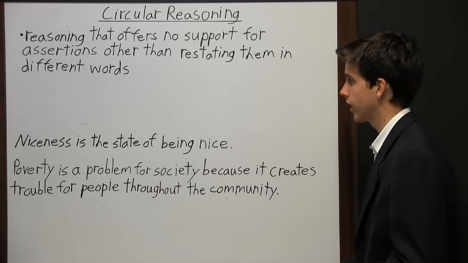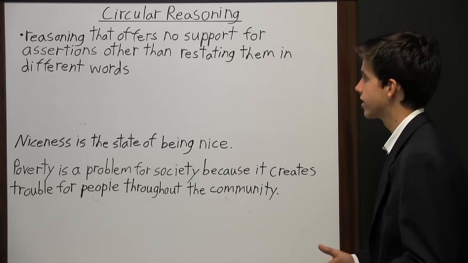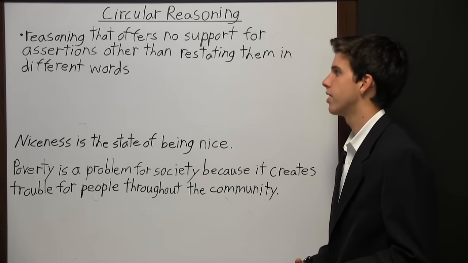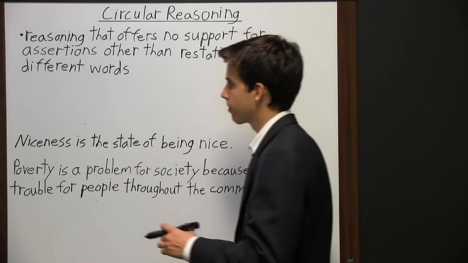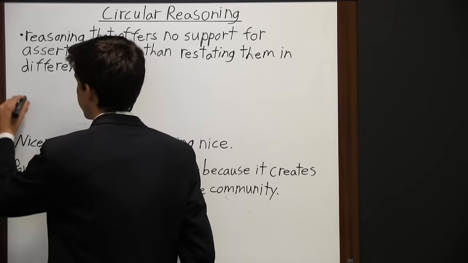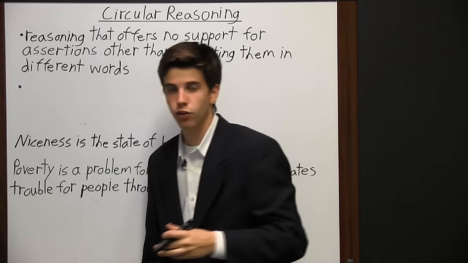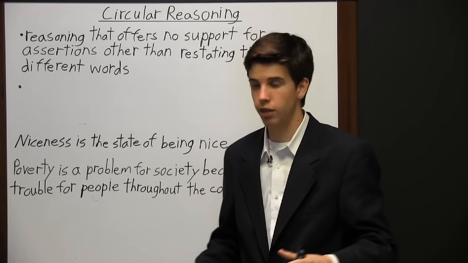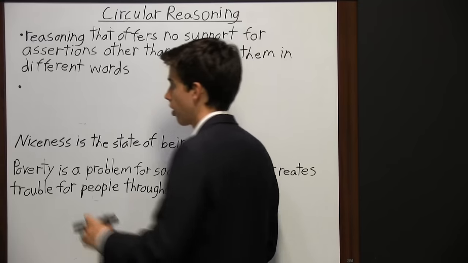But more specifically, we can define it as reasoning that offers no support for assertions other than restating them in different words. So another way to define this is we could say circular arguments refer to themselves as evidence of truth. So if you find an argument that refers to itself as evidence of truth, then you know it's a circular argument.